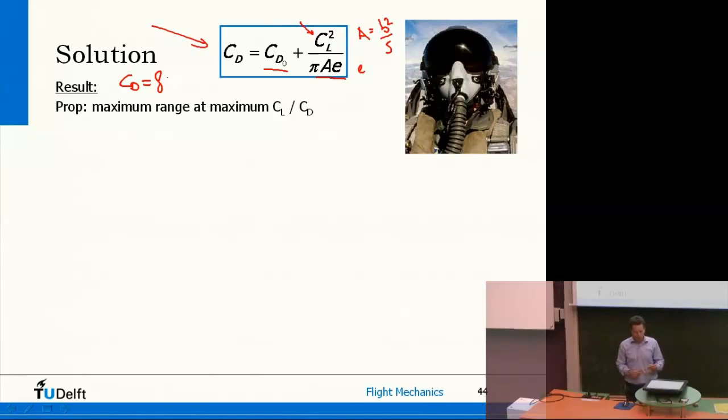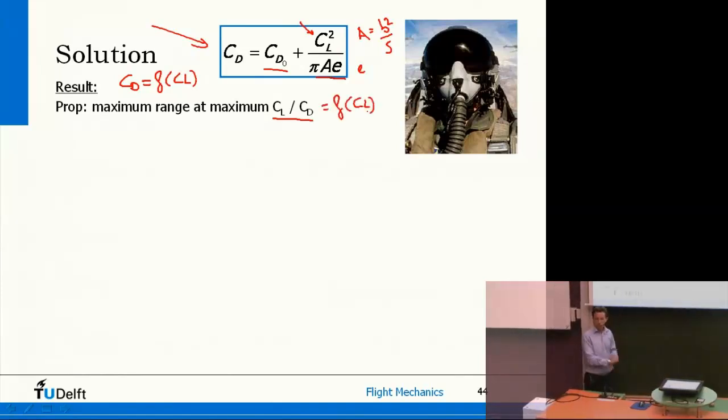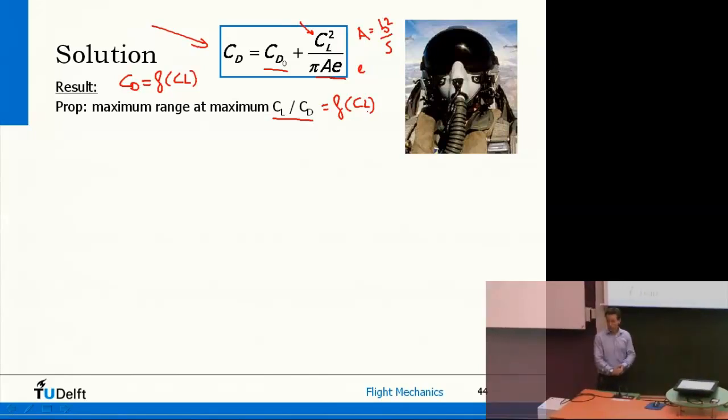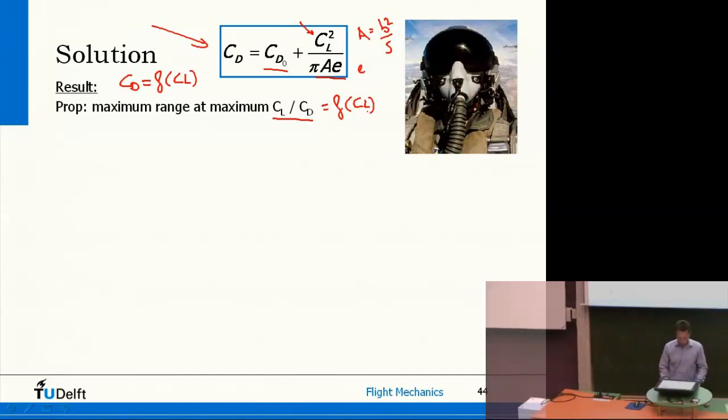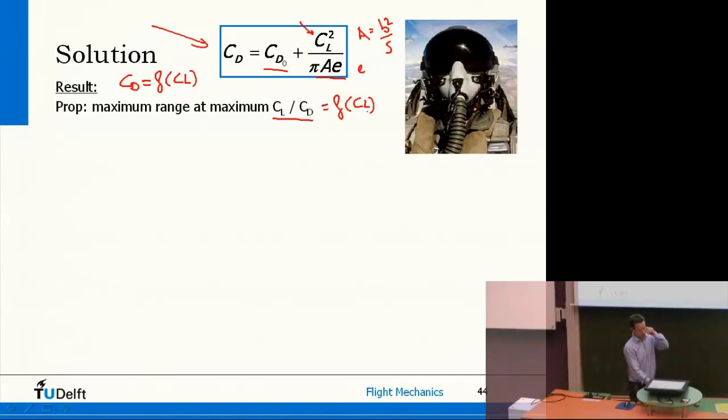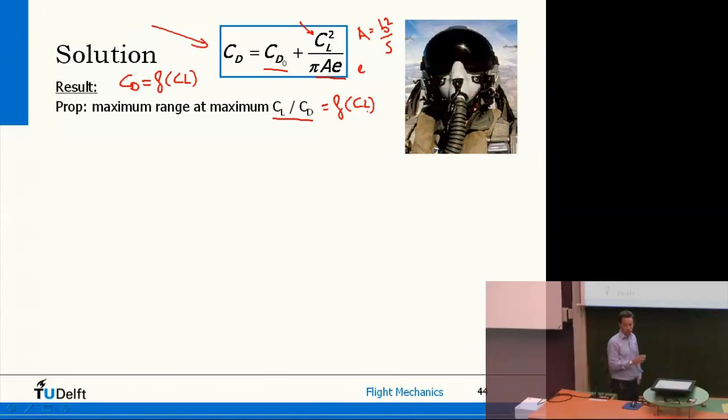So if we want to find the maximum CL over CD, then this in fact is also just a function of CL. So what I'm going to do is I'm going to say I have one function, one variable. If I take the derivative of this function and I say it's equal to 0, then I find the maximum. So basic mathematics. So what you see here, I say drag coefficient function of CL. That's similar to saying y is a function of x.